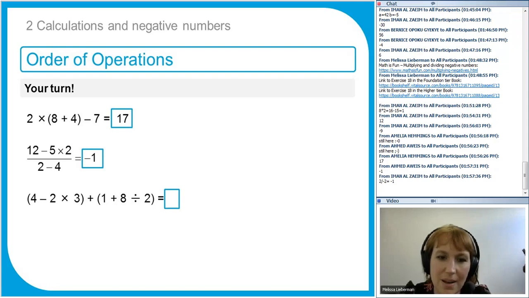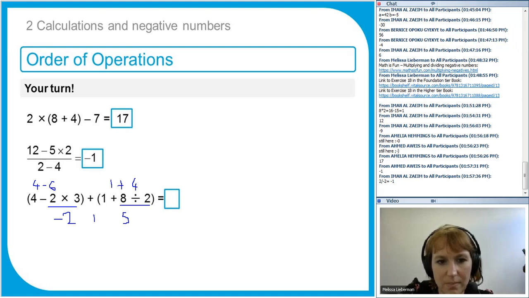We've got 2 brackets here, so you work out what's in the first bracket, work out what's in the second bracket, and add it together. Now, we need to do multiplication and division before we add or subtract. So the first bracket is 4 minus 6, which is minus 2. And then this next bracket is 8 divided by 2, which is 4. So 1 plus 4 is 5.